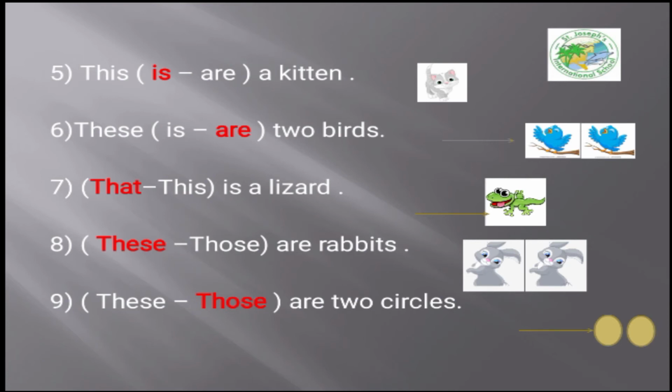Okay, guys, today we have learned that we have four words to point at something: this, that, these, those. With the singular nouns, we use two words, this and that. This with the close objects, and that for the far objects. What about the plural nouns? We have also two words, these and those. We use these for the close objects, but those with the far objects.